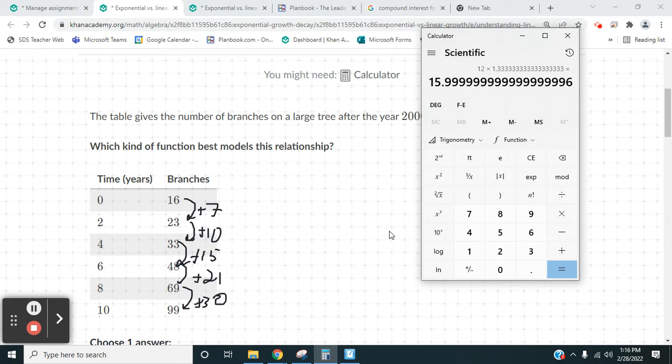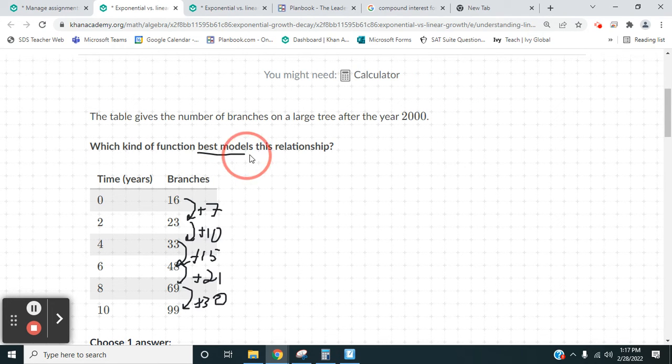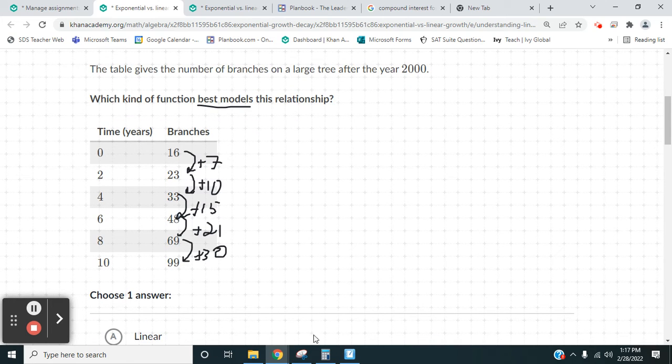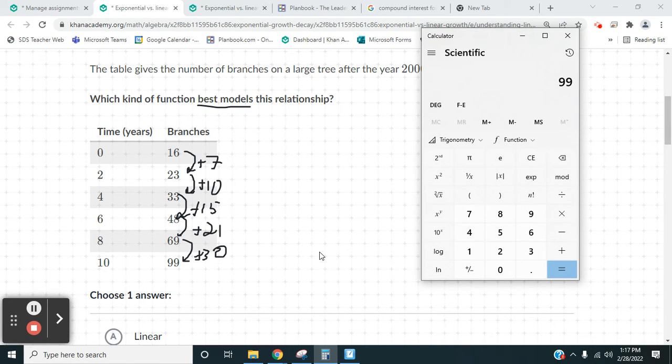One way you could do is prove it like this. 23 divided by 16 is that number. I'm working backwards. And then 33 divided by 23, it's almost the same number, right? This is an estimate because the question even states it in that kind of loose way. It says, what kind of function best models? It doesn't have to be exact. It's close to exponential, right? If we picked another 2, 99 divided by 69, that's 1.43 again, right?